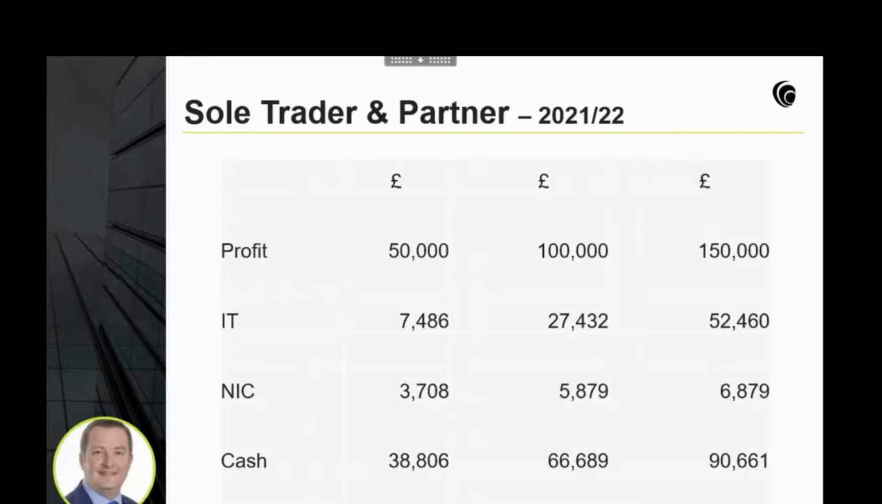So on the first slide here, we look at the effective tax rate in the current tax year for a sole trader or partner of a partnership with income at 50,000, 100,000 and 150,000. So you will see the effective tax rates, ER, on the slide there at the very bottom. Okay, and you'll see that for £50,000 of profit, the effective tax rate is 22.39%, going up to 39.56% for someone with a profit of 150,000 as a sole trader or partner.